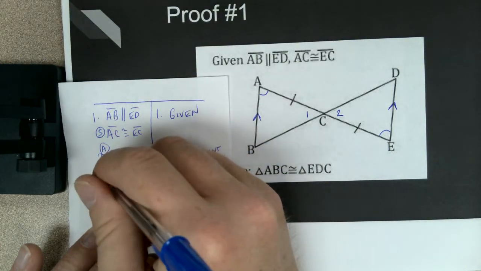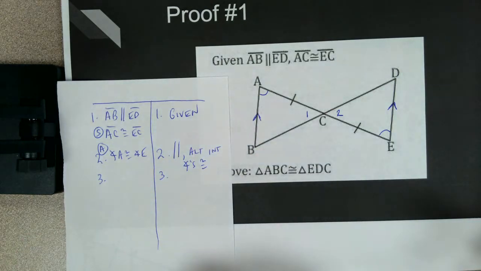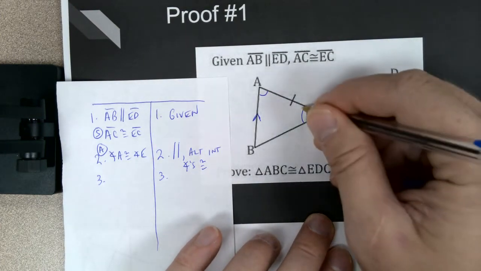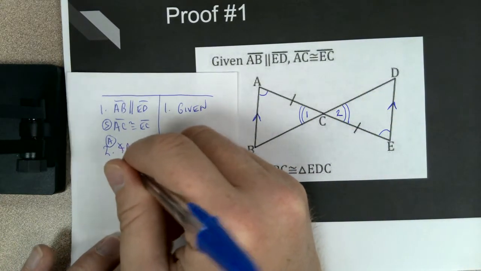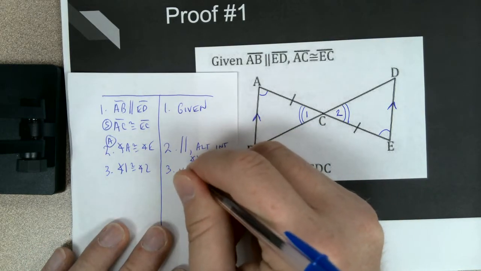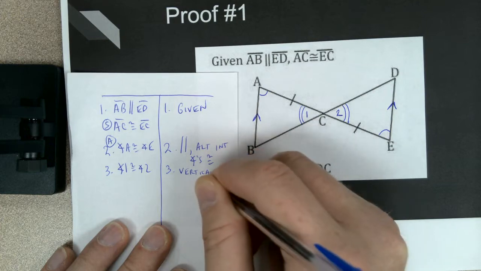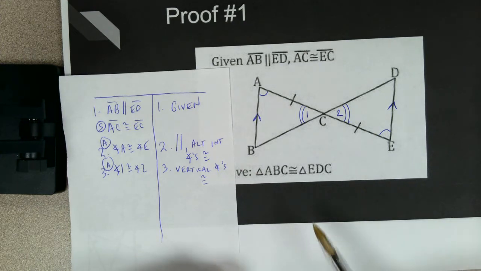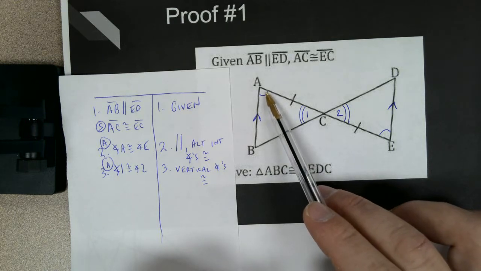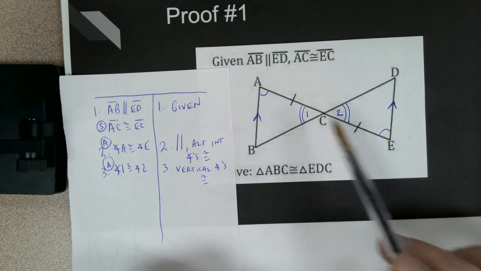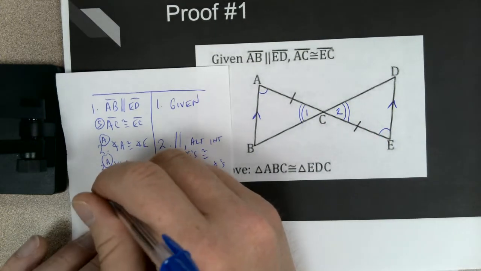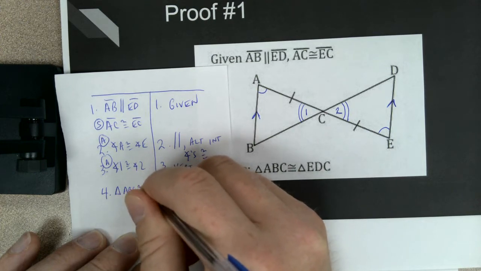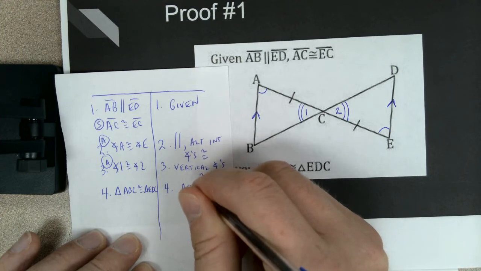So I have an S and I have an A. So I either need another pair of sides or I need another pair of angles. Hopefully you recognize here that 1 and 2 would be congruent because they are vertical. So I could say angle 1 is congruent to angle 2. That would be vertical angles congruent. Now I have another angle. If we go back to our picture and go around the triangle, this is angle, side, angle. So I can now, in my 4th step, say that triangle ABC is congruent to triangle EDC by angle, side, angle.